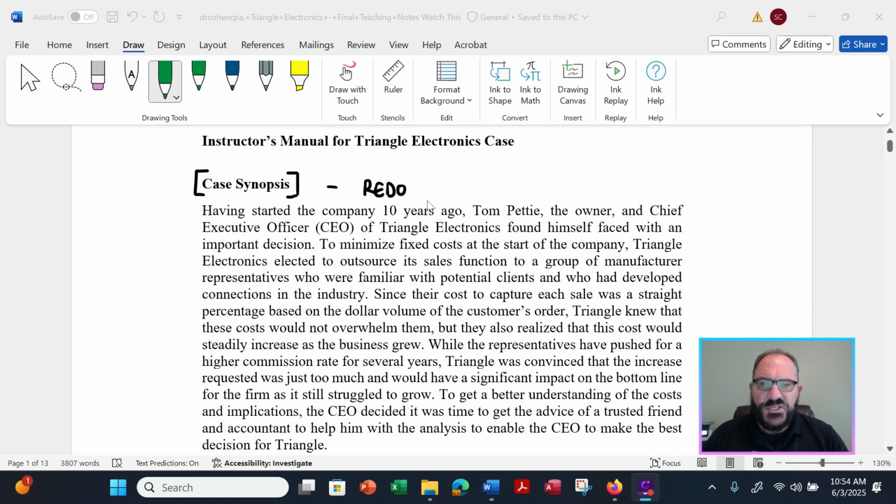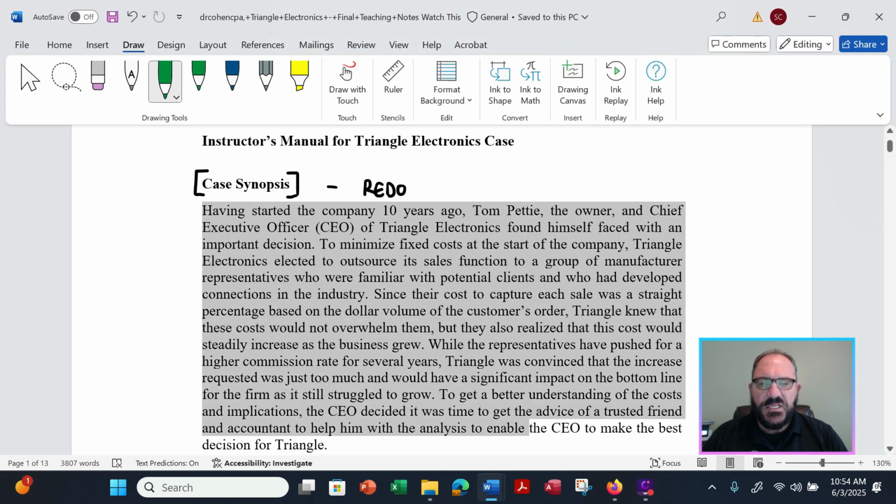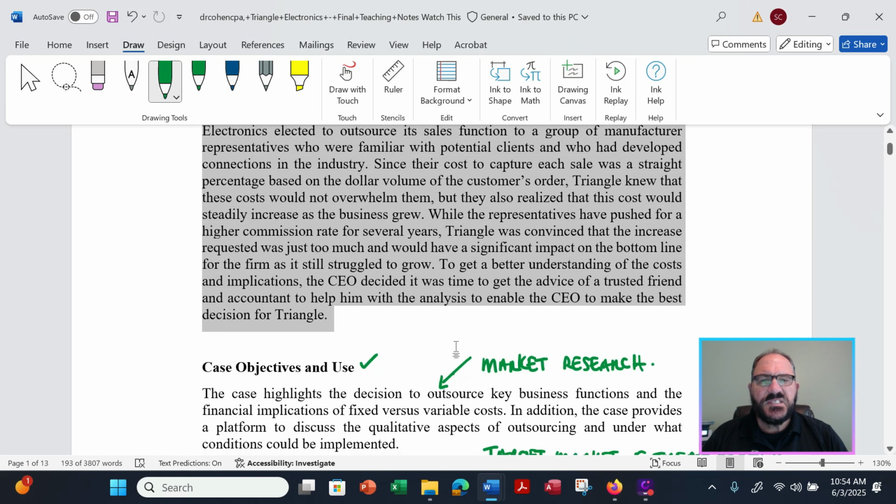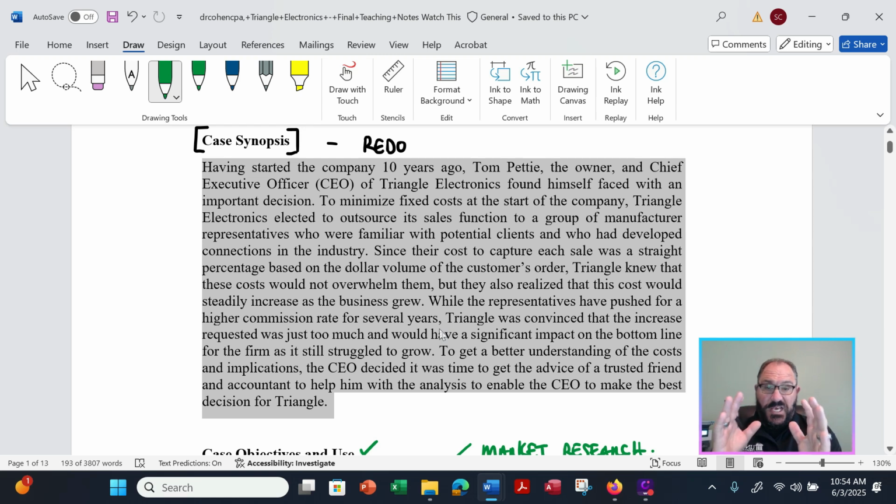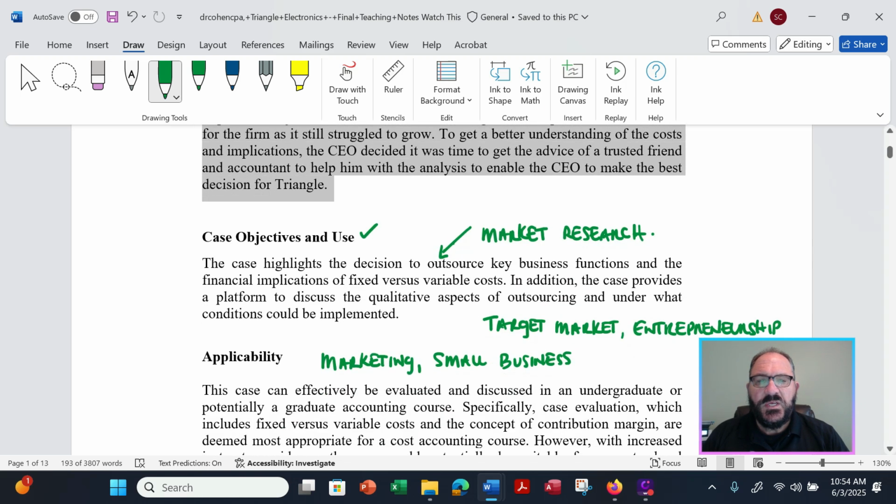Basically, you need to redo this area right here. You need to redo this. Basically, this is a synopsis of the case that you're working on, okay? So it won't look anything like this. This one will be about Watch This, okay, and about the problem at Watch This, okay? Now, the next part here, again, all of these parts will have to be redone, okay?